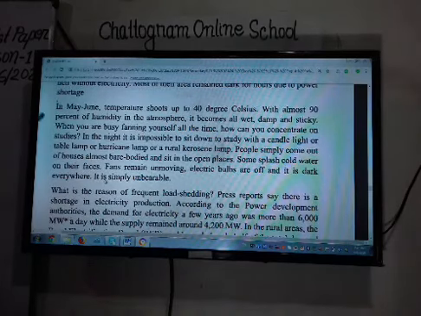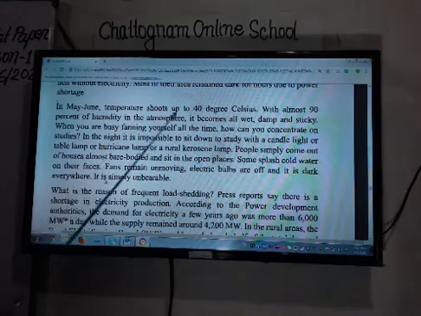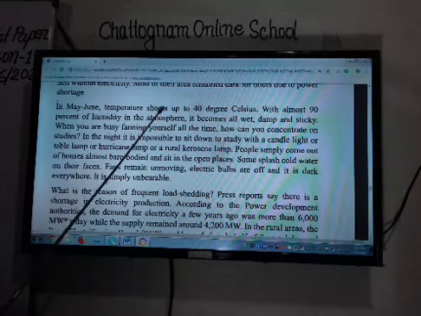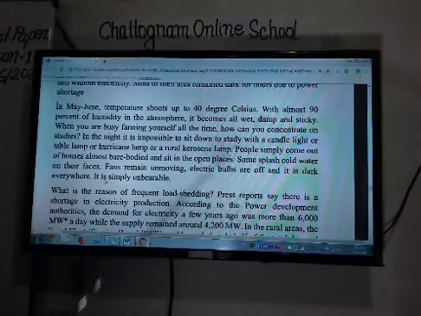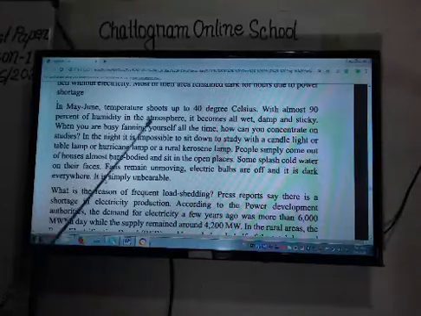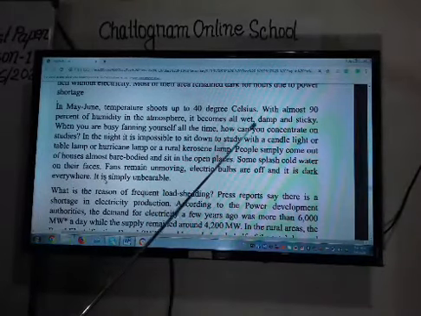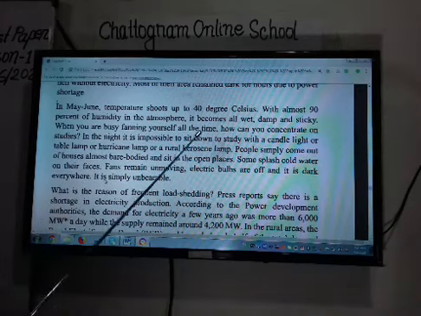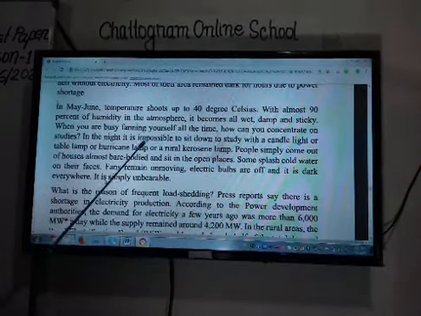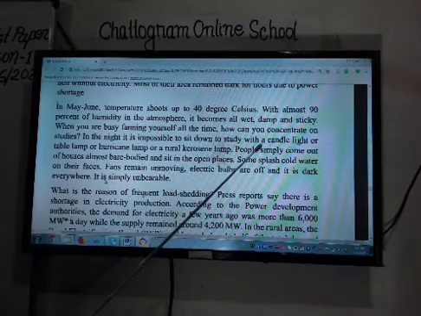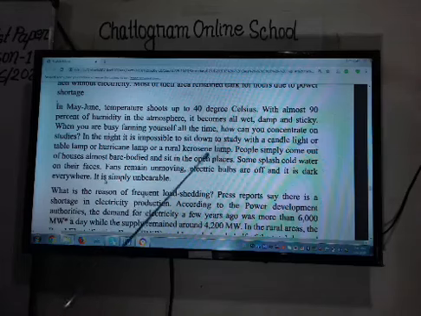Next, we see in May, June, temperature shoots up to 40 degrees Celsius. Shoots up means grows very fast, with almost 90% humidity in the atmosphere. It becomes all wet, damp and sticky when you are busy fanning yourself all the time. How can you concentrate on studies? In the night it is impossible to sit down to study with a candle light, table lamp, hurricane lamp, or rural kerosene lamp.